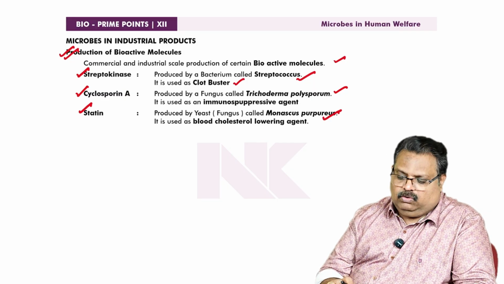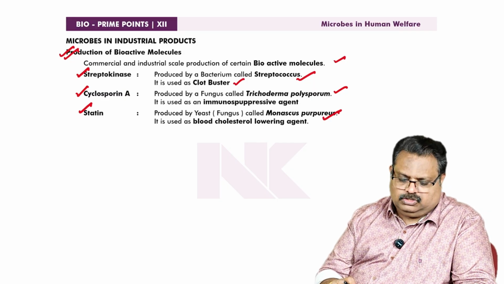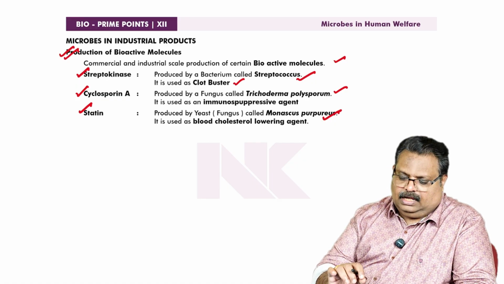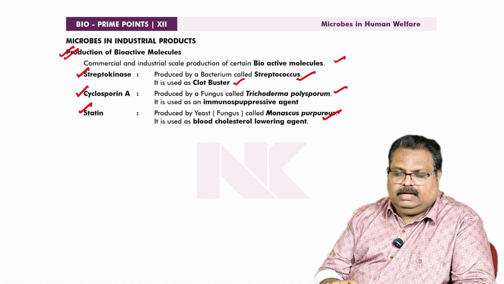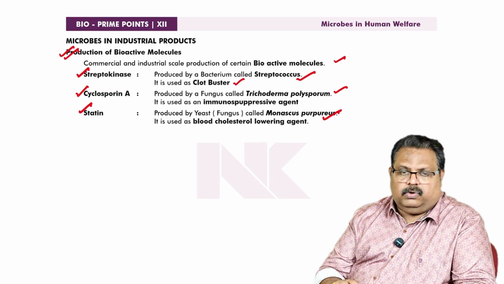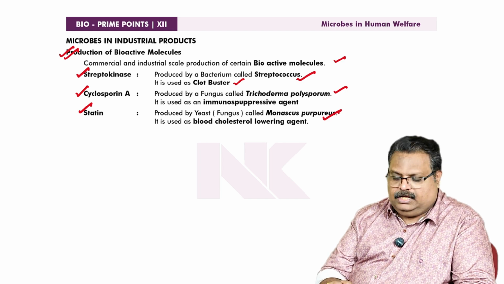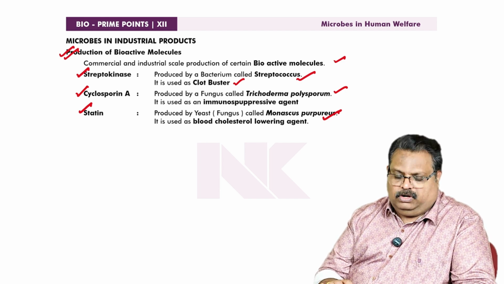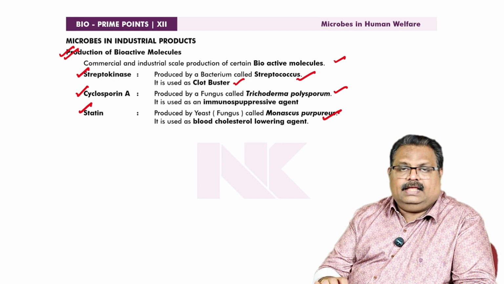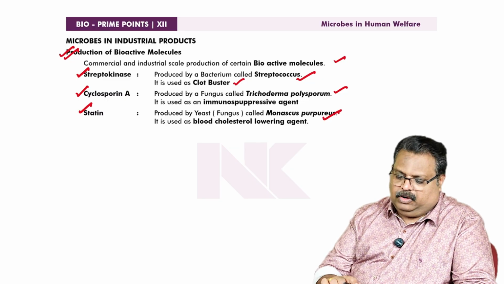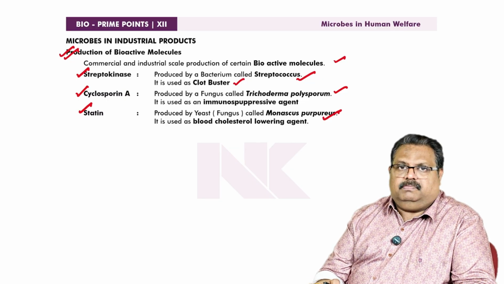So 3 major bioactive chemicals are produced by microbes. Streptokinase, acting as a clot buster, produced by the bacterium Streptococcus. Cyclosporin A, acting as an immunosuppressive agent, produced by the microbe Trichoderma polysporum. Statin, acting as a blood cholesterol lowering agent, produced by the microbe Monascus purpureus.